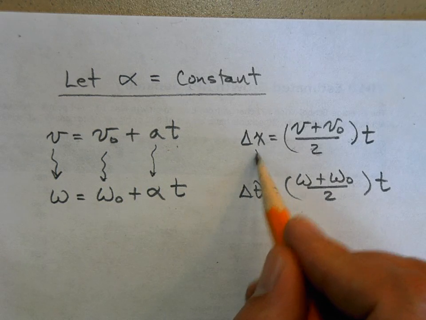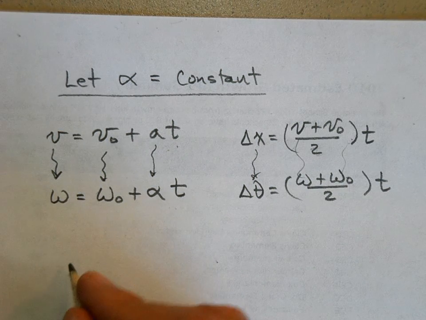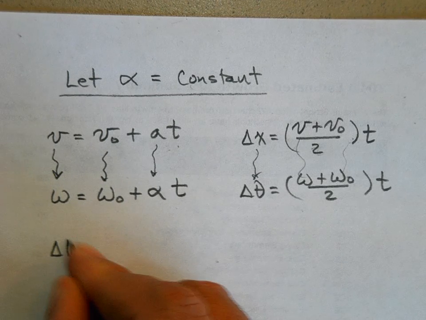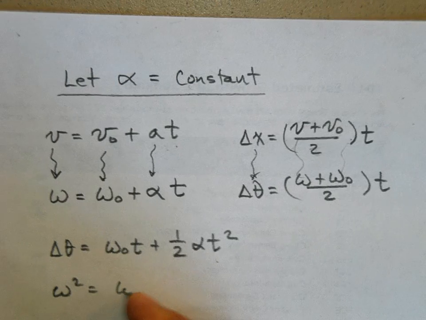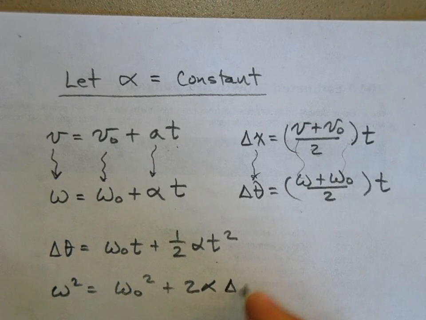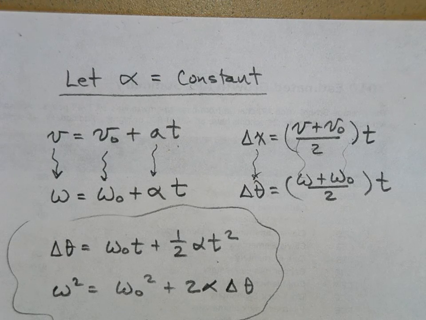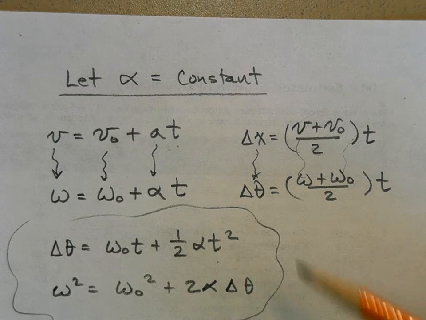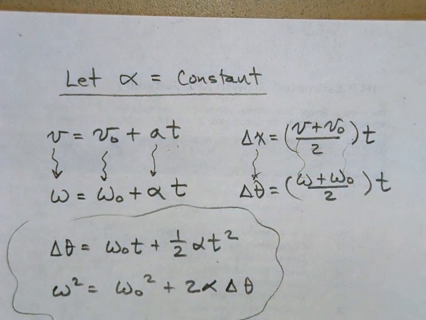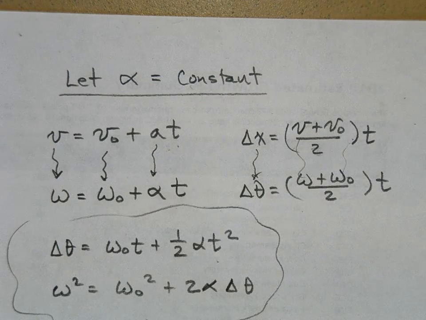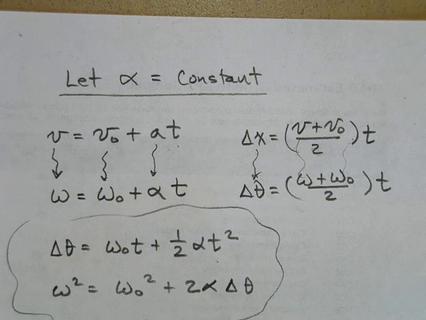So here's delta x, here's delta theta, v, v naught, analogous. And we can just do the same thing for the third kinematic equation. I can say delta theta is equal to omega naught times t plus 1/2 alpha t squared. And I can say omega squared is equal to omega naught squared plus 2 alpha delta theta. In other words, we've got these kinematic equations that we've been using for translational motion since late August. Well, now we can use the same equations for rotational motion if the angular acceleration is a constant. So let's do an example problem involving constant angular acceleration.